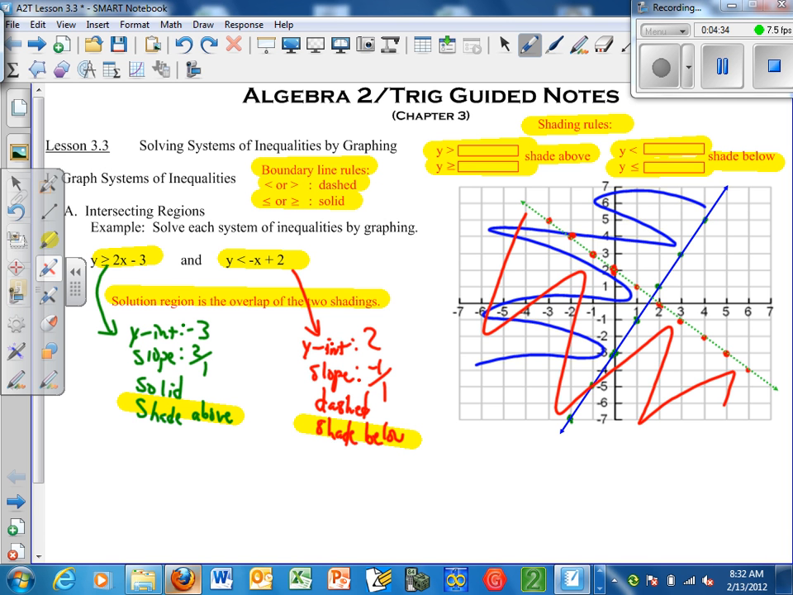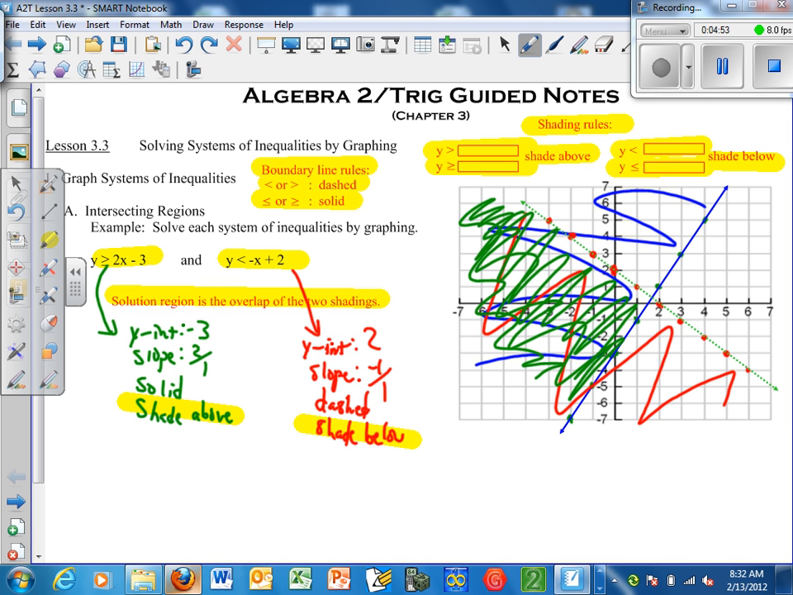Now, what I want to do with the colors I used is look where it is red and blue shaded, which would be this region. And I'm going to color that in green. So my solution region would be this region right here.